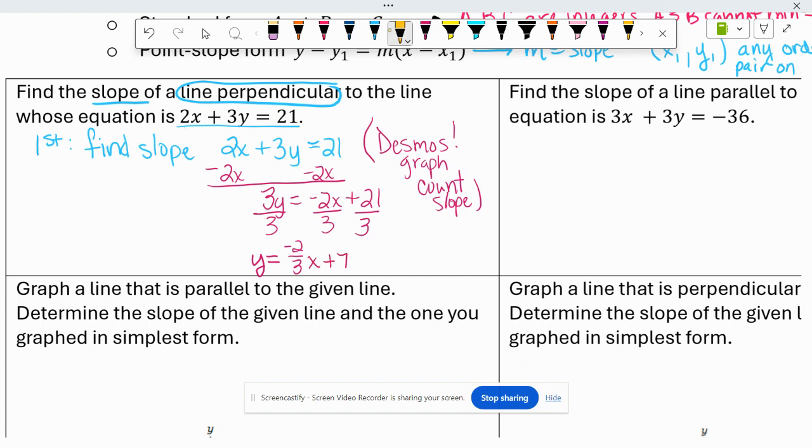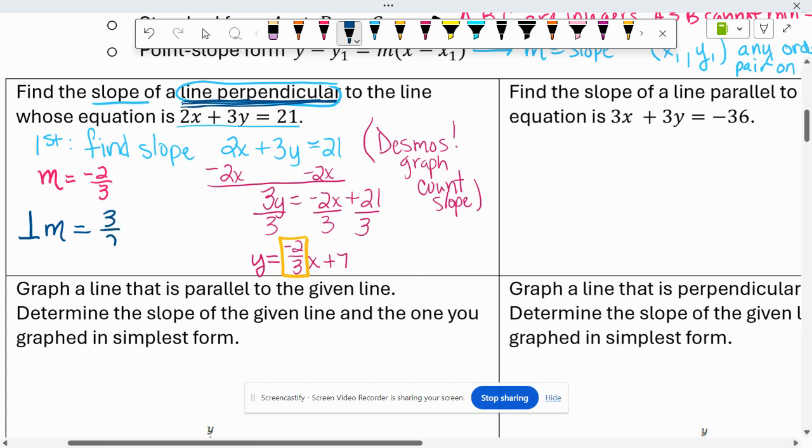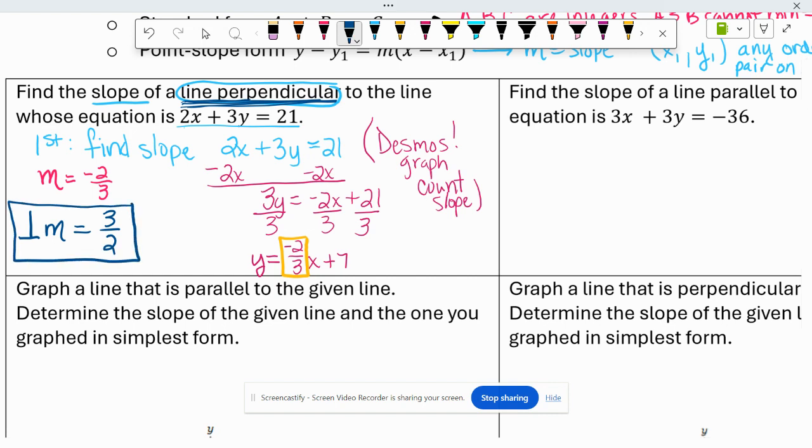What I'm looking for is this value right here. I need to know the slope. So the slope of my given line is negative 2/3. I need to find the slope of a line that's going to be perpendicular to that. So what do we know about perpendicular slopes? So the opposite of negative 2/3 is positive, and the reciprocal is, there you go. So positive 3/2. Positive 3/2 is the slope that we're looking for.